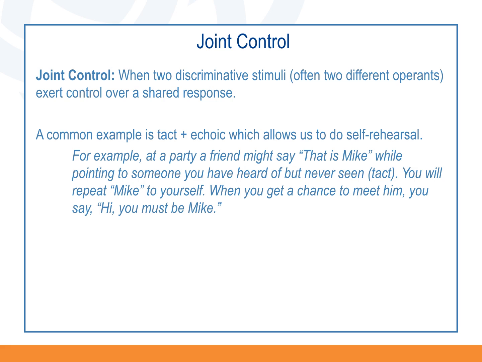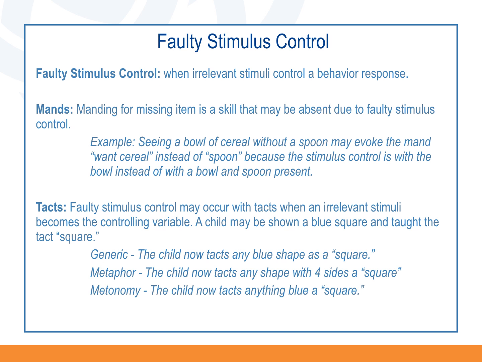Joint control is when two discriminative stimuli, which are often different operants, exert control over a shared response. So both of them play an important role. The common example is a tact plus an echoic, which allows us to do self-rehearsal. So at a party, somebody may tact someone and say, hey, that's Mike over there. I might repeat Mike to myself. Oh, his name's Mike. Got to make sure I meet him. His name's Mike. And then when I get a chance to meet him, I'm able to say, oh, hi, you must be Mike, because of combining those two things. So my ability to introduce myself to him with his name is under joint control of that tact and the echoic.